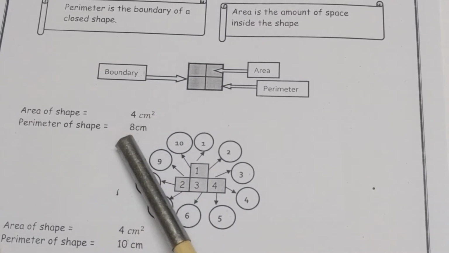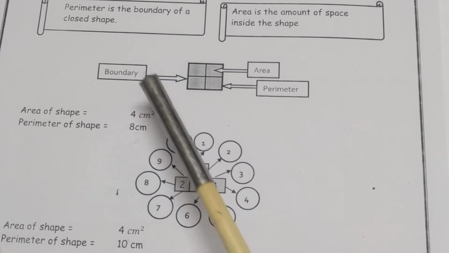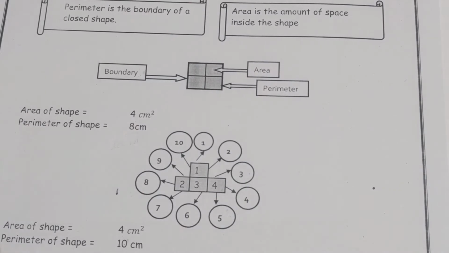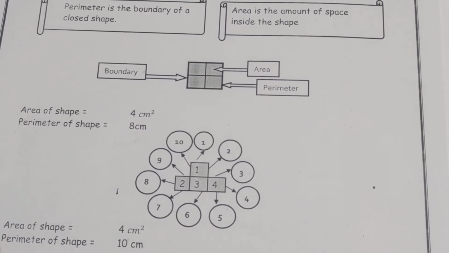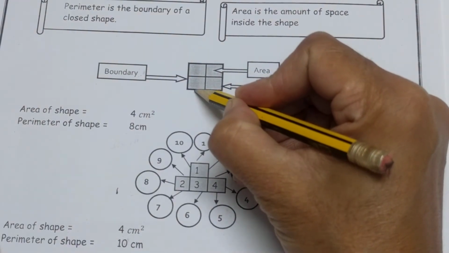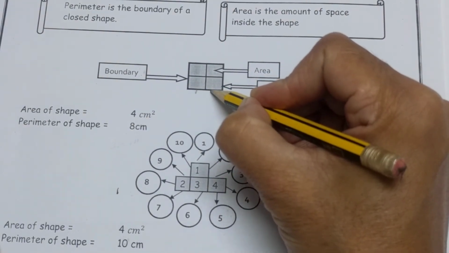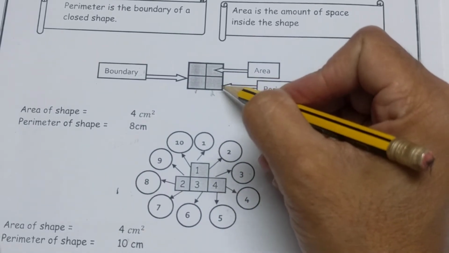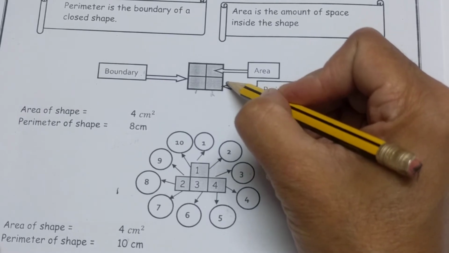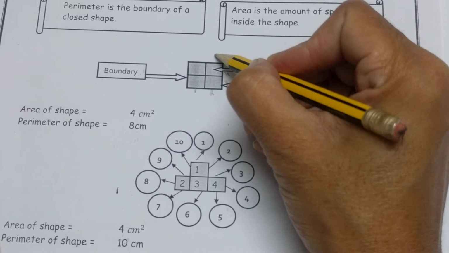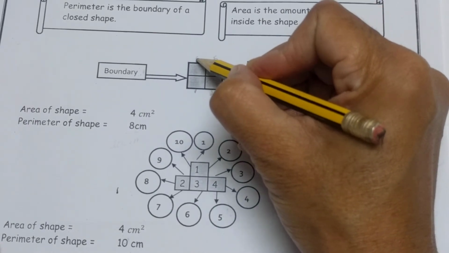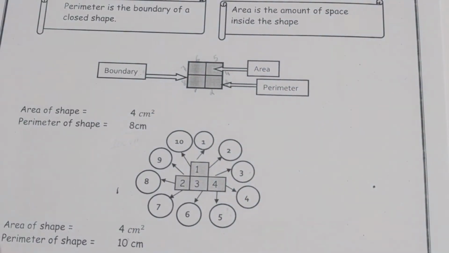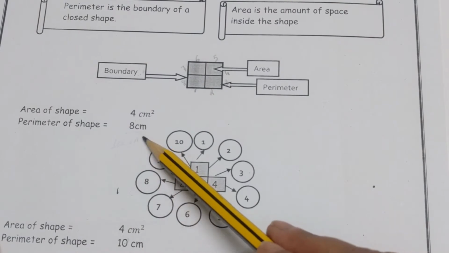Perimeter of shape is 8 centimeter. How is the perimeter 8? Perimeter means boundary. You have to calculate the boundary of each box. So let's start how to count the boundary. Look here. We will start it from here. 1, 2. Now you can see this one is the third, this one is the fourth, this one is the fifth, this one is the sixth, this one is the seventh, and this one is the eighth. So the perimeter of the shape is 8 centimeter.